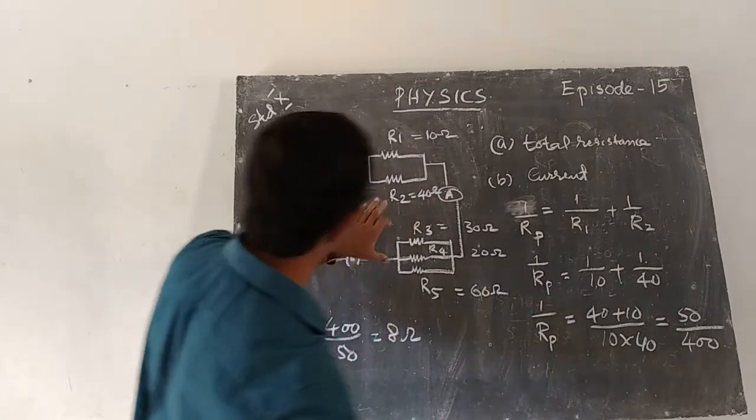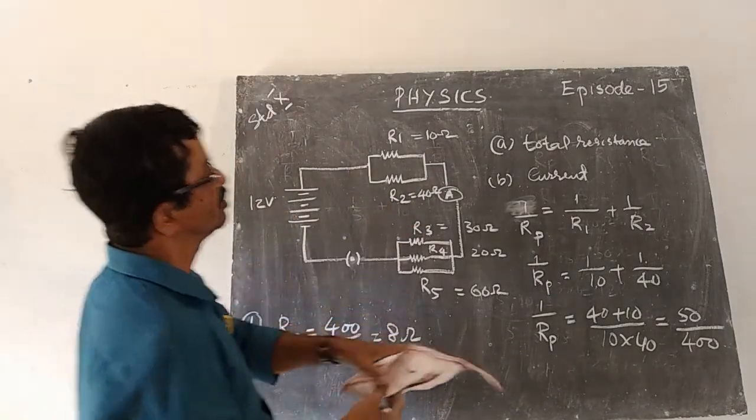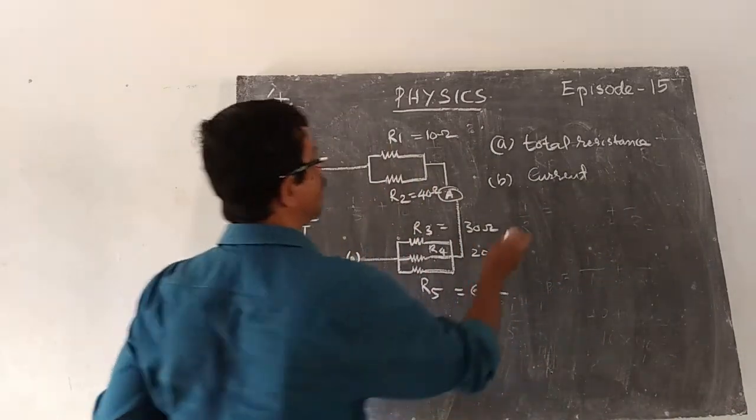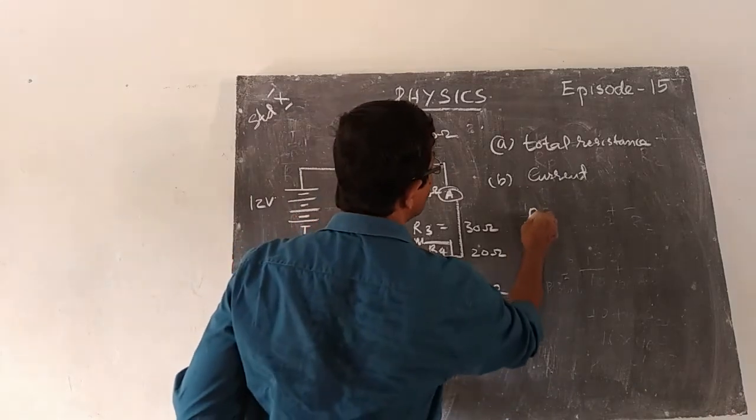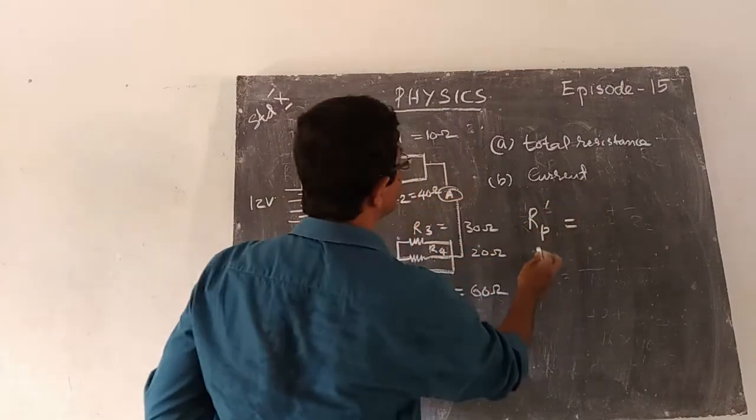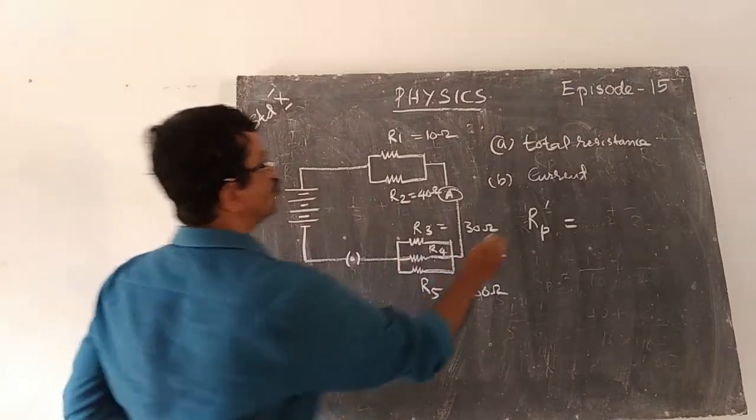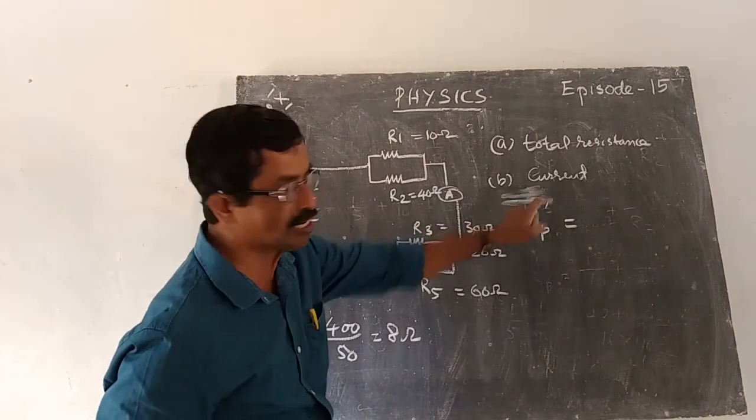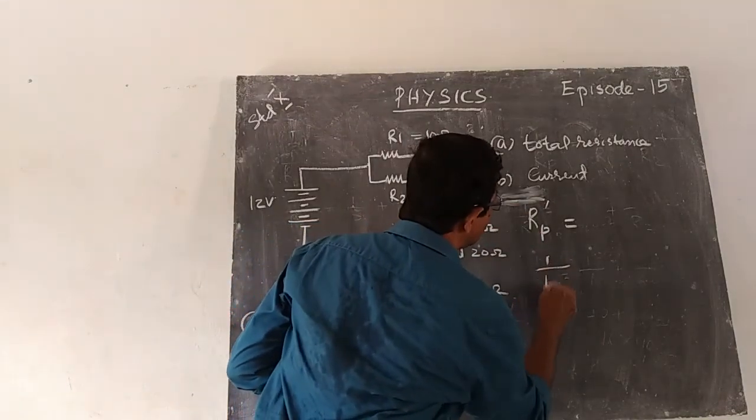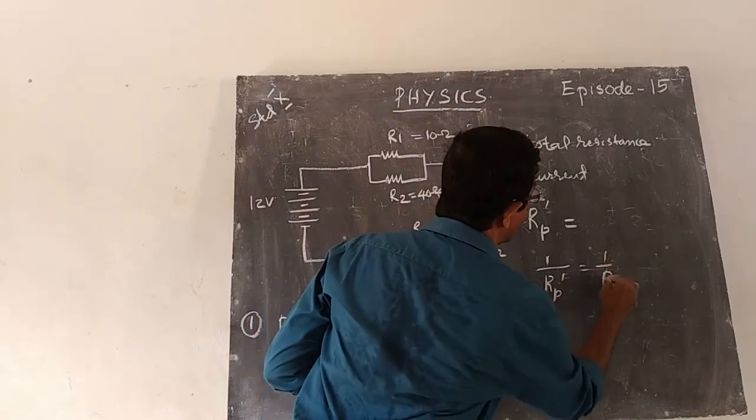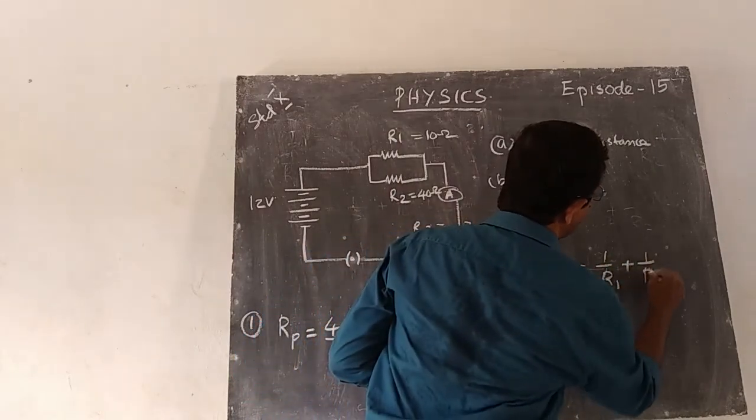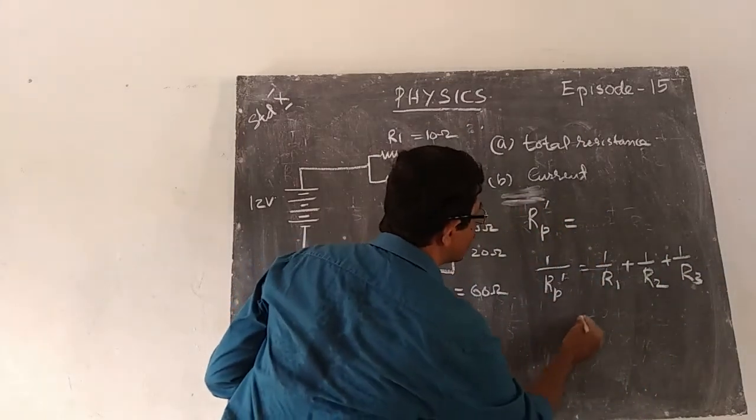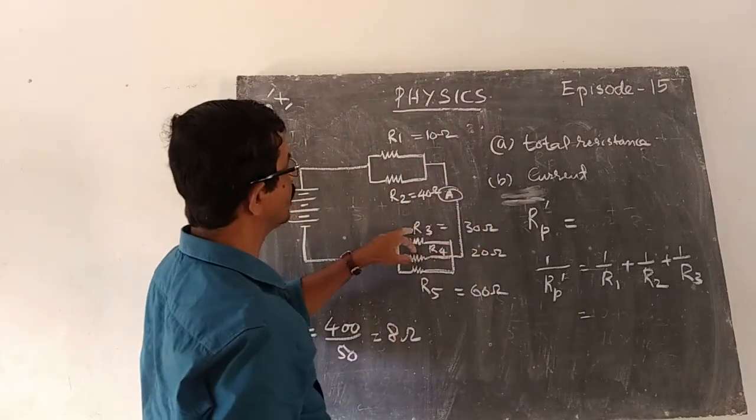Now we are going to find the effective resistance of these three. Again, we take that resistance as Rp dash. We want to find out 1 by Rp dash, so we take 1 by Rp dash is equal to 1 by R1 plus 1 by R2 plus 1 by R3, that is equal to, here see, R3 is how much?